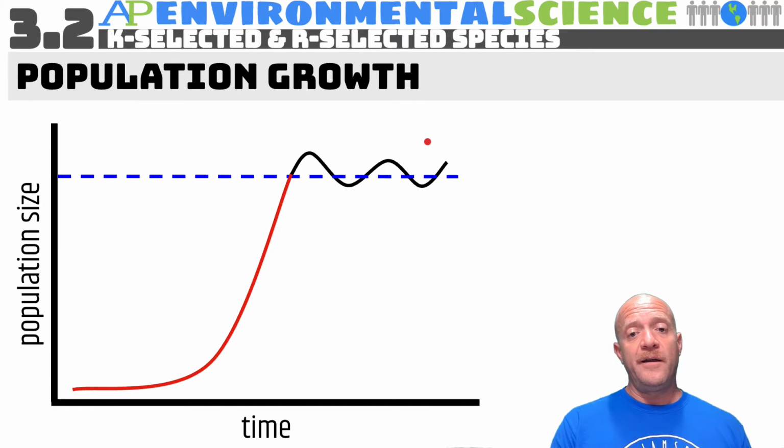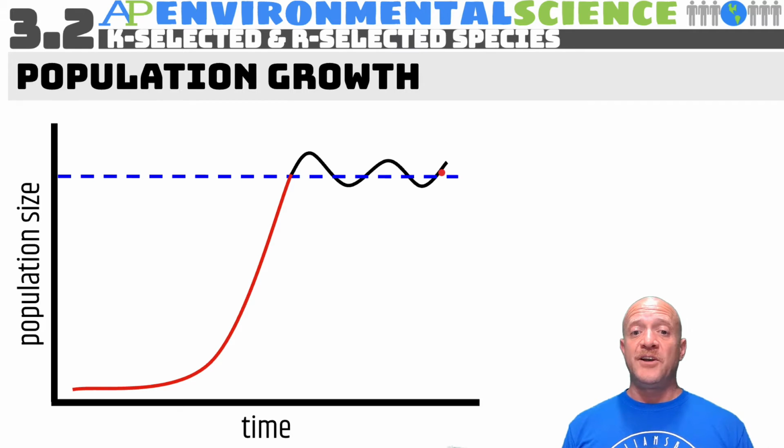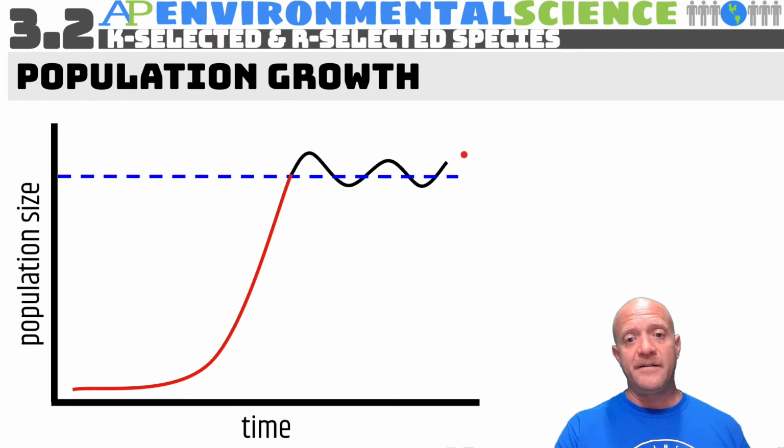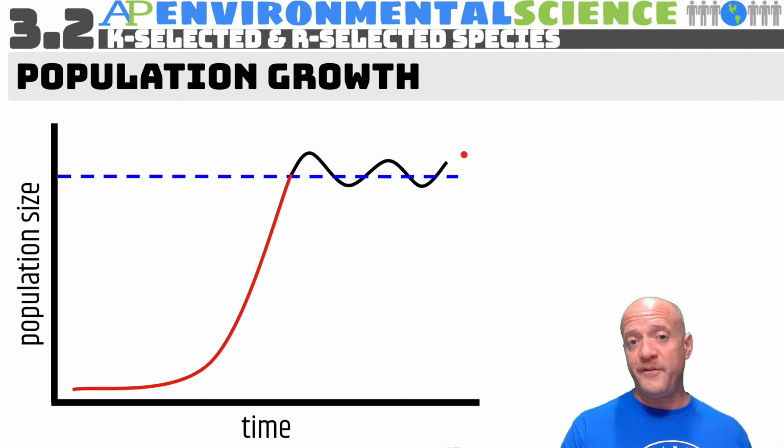If it were graphed out how it looks in real life, eventually this population will level out because no population can ever grow exponentially forever. Eventually resources will run out. So when that happens, the graph will eventually have this type of a look to it, and we'll be discussing this more in future lessons.